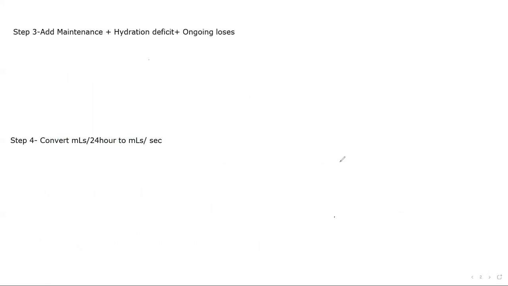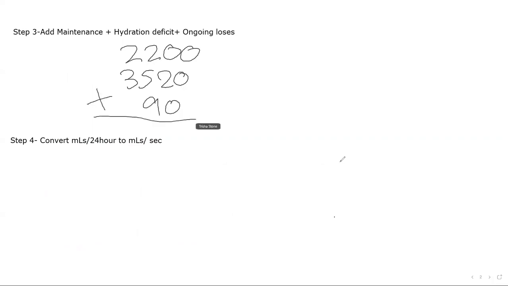The next step is to add those three fluid deficit parts together. So we'll take the 2,200 for maintenance, we will take the 3,520 from hydration deficit, and then the 90 from the ongoing losses. We'll add these together, and this equals 5,810 mils in a 24-hour period.